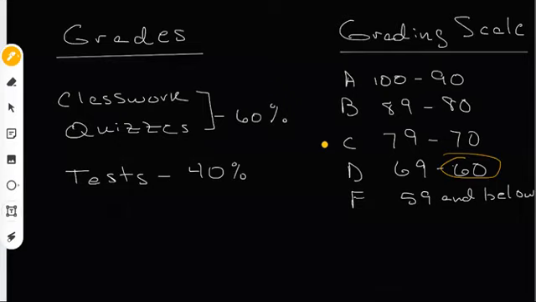Okay, so that's the grading scale. And I'll leave that up there for a few seconds so you guys can copy that down. We'll move on. We'll talk about the rest of the class and how it's going to be run. Okay, so let's talk about assignments. How's that going to go? Assignments.